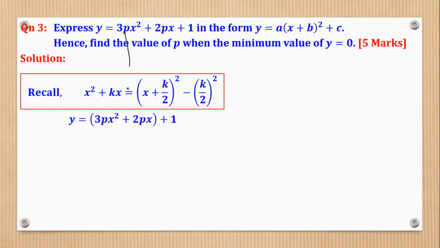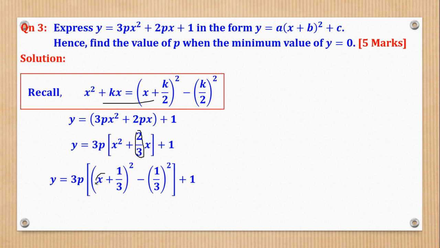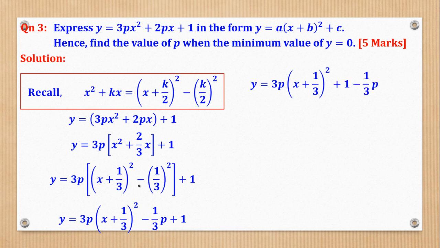So now that I'm given this, what I'm going to do is to first make this coefficient positive 1 by factorizing out 3p. Now it is positive 1. Then I can follow this rule whereby I say half of this is what? It is a third. So I'll say x plus a third, everything squared, minus a third squared. Then I can simplify. And that's what they wanted. So it is already in this form where a is 3p, b is a third, and c is the whole of this.